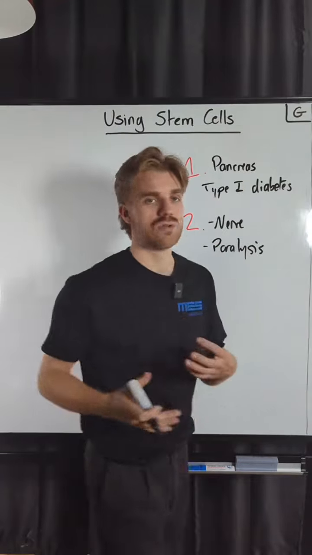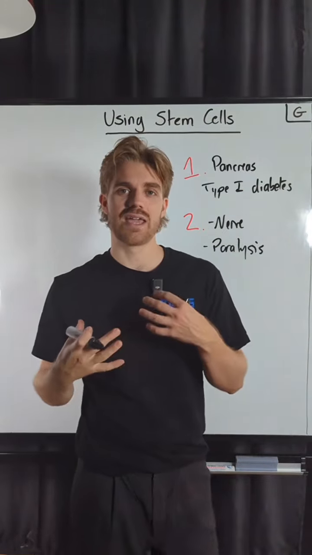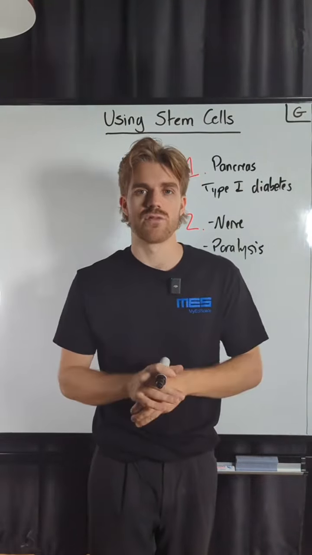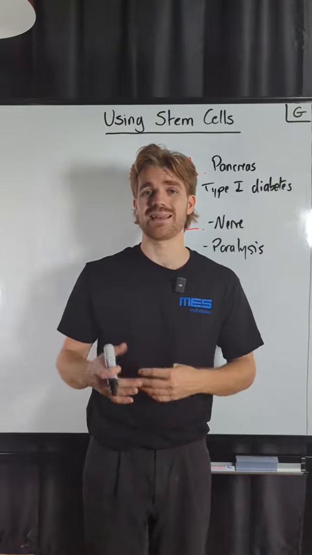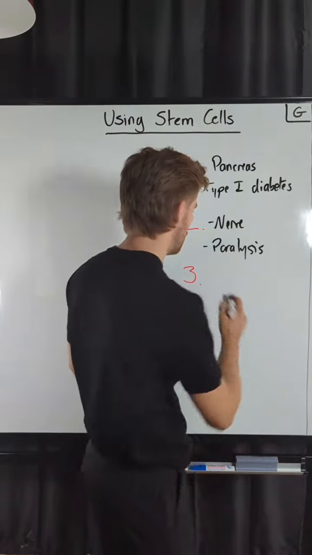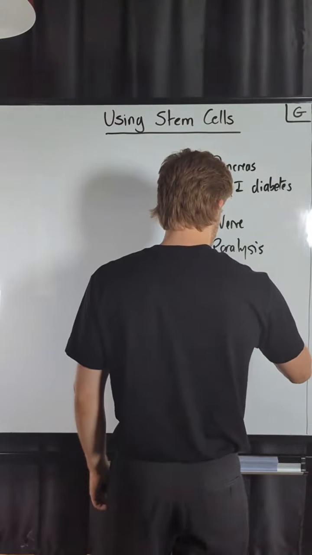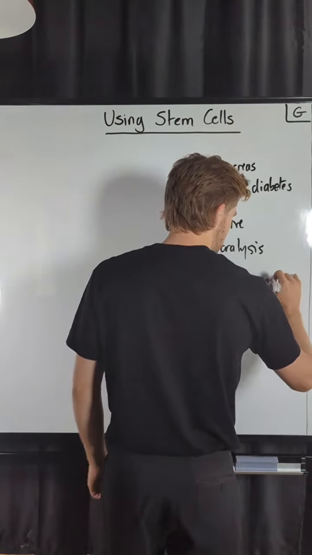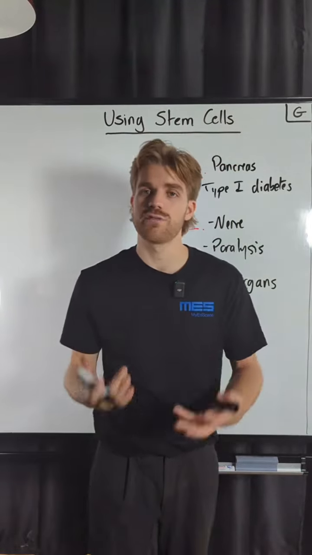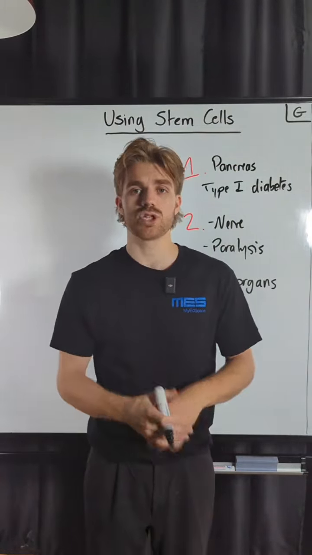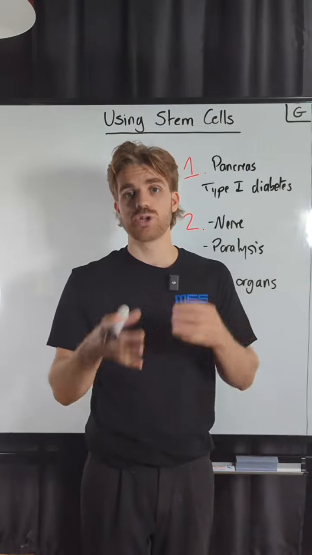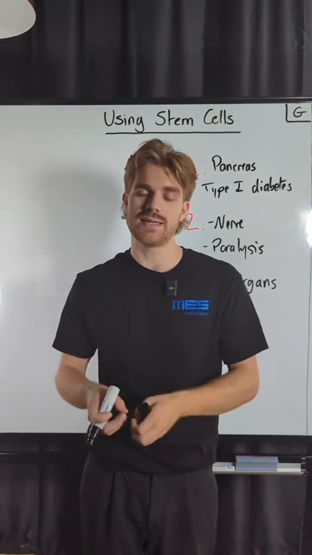Another way that we might use stem cells, and this is a very new area of research, we're not quite there yet medically, is growing new organs. Someone who perhaps has kidney failure, where their kidney is no longer functioning, it may be possible in the future to use stem cells to produce an entire new kidney.